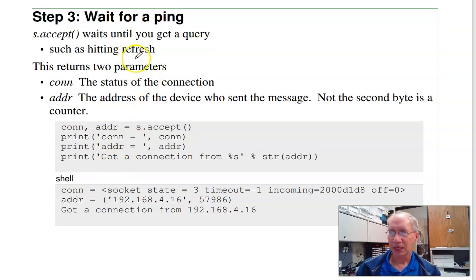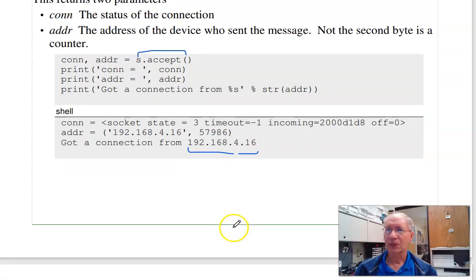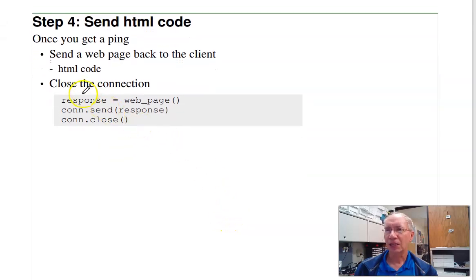Then the last step is call routine accept. What that does is that waits for a ping from a client. Once you get a ping, I'm going to print out here's who pinged me. Print out saying I got a connection from this device. So what you're going to see is, I got a connection from this device. And once you get that connection, I will echo back the web page, the text file corresponding to the web page, then close the connection.